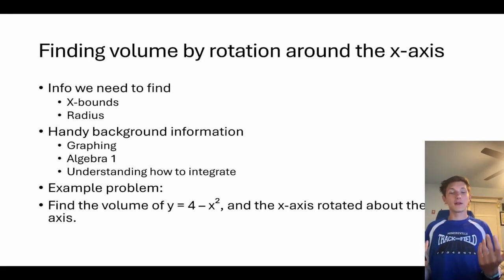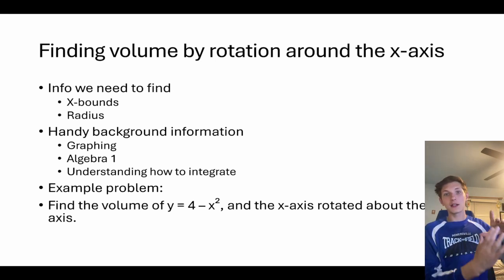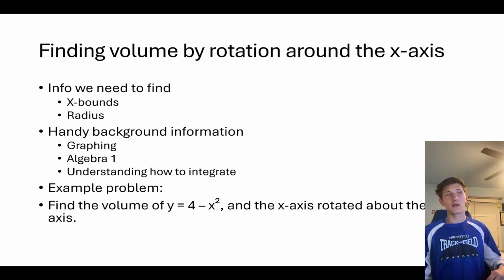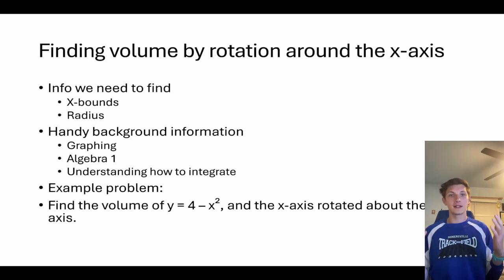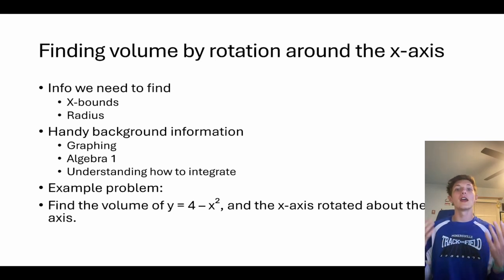We're going to need to find those for future steps, specifically integration, in which we're going to be taking the area of a circle and then adding up a lot of those areas together. And that is basically integration, adding up a lot of smaller things into one whole thing. Some handy background knowledge is graphing, algebra 1, and understanding how to integrate. It's not necessary, but it will help.